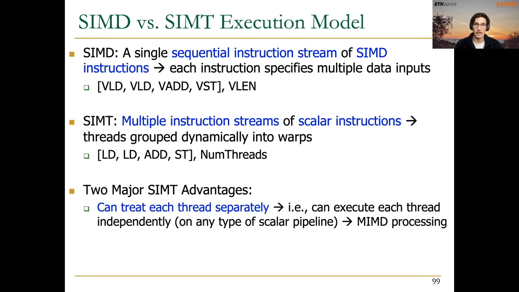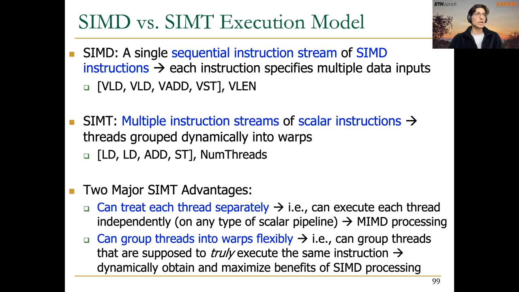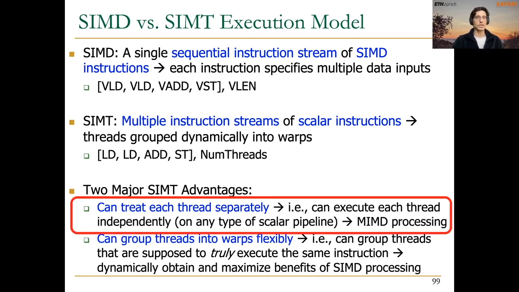As I said, the fact that I can do it doesn't mean that it's going to be efficient, but at least it gives me more flexibility and the ability to write more complex and longer programs than what I could write if I used SIMD extensions, for example, of an x86 CPU. Another advantage is that, in principle, the threads can be grouped flexibly into warps. And we are going to see examples of this.